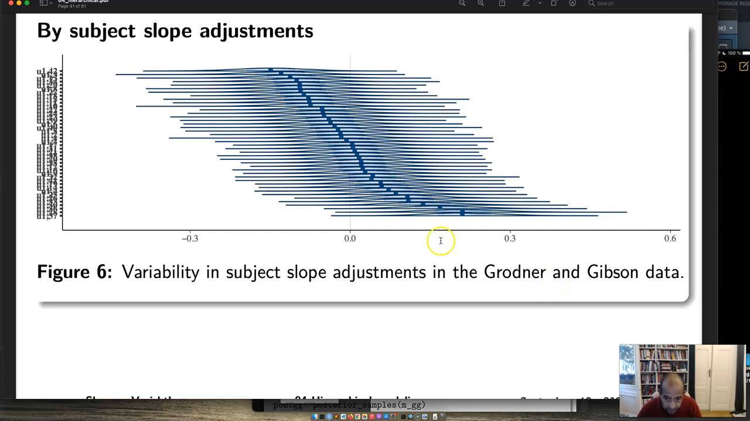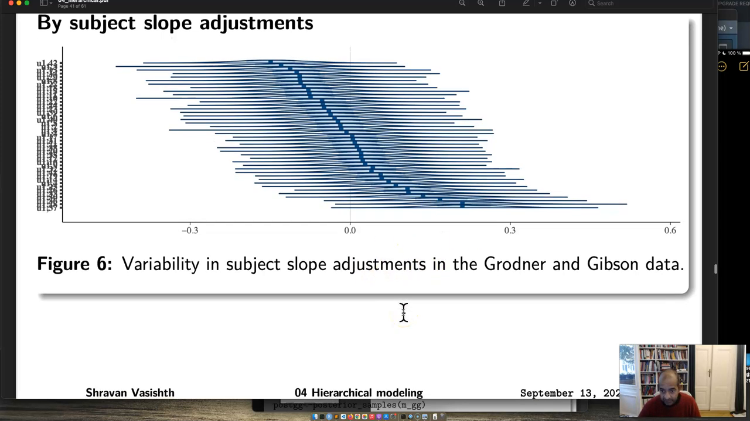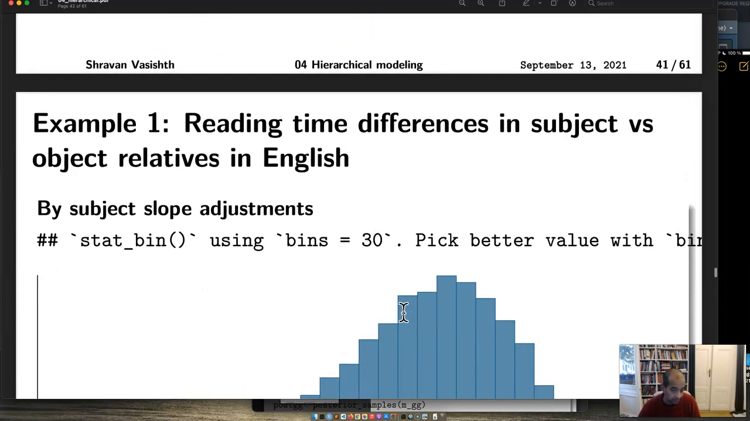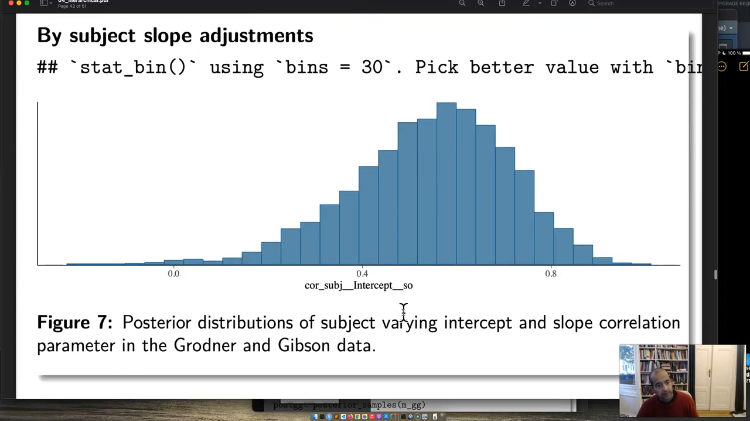But I want you to notice that this subject 37 or something, or 39, this last subject is actually one of two subjects. These two subjects are actually driving the overall effect. And if I removed these two subjects from the picture, I would not see an overall difference between object and subject relatives, which is quite surprising actually.